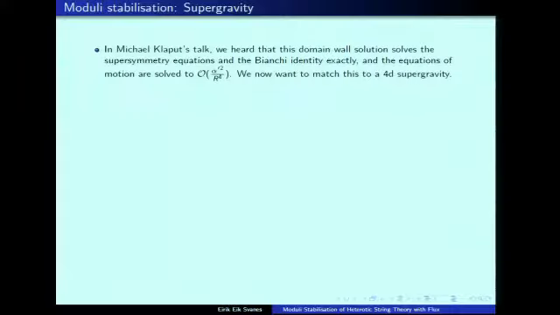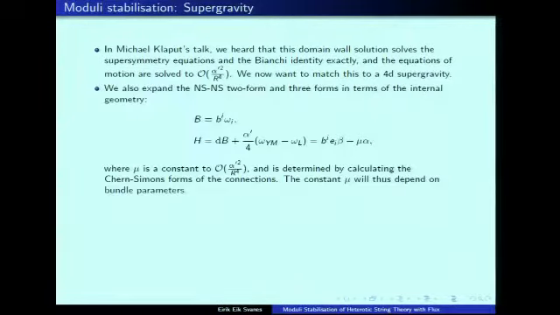We heard in Michael's talk that these domain wall solutions can solve the supersymmetry equations and the Bianchi identity exactly, and the equations of motion are solved up to order alpha prime squared over r to the 4th. We want to turn to see if we can match this 10D solution to a 4D supergravity.